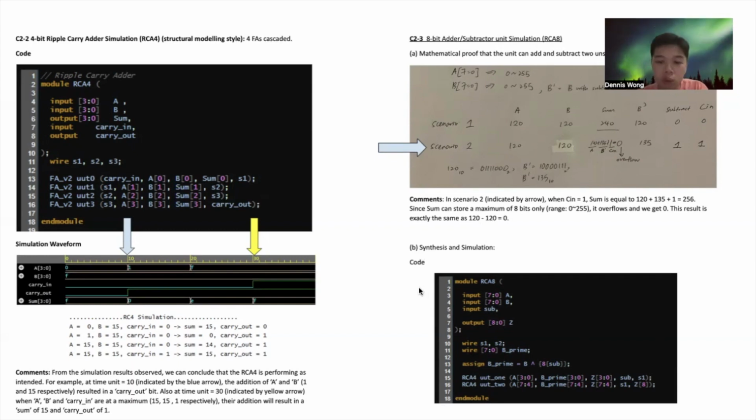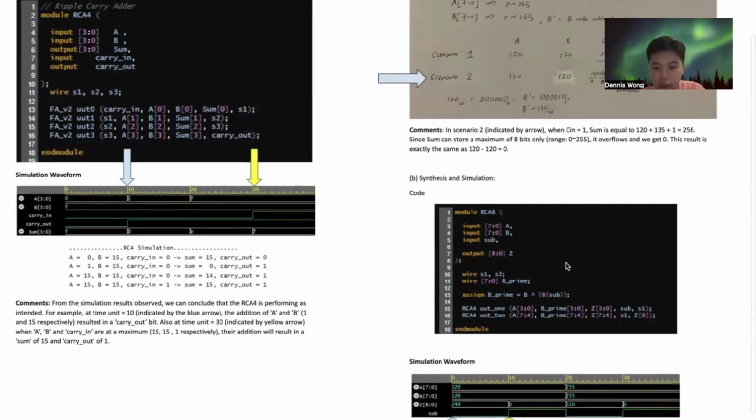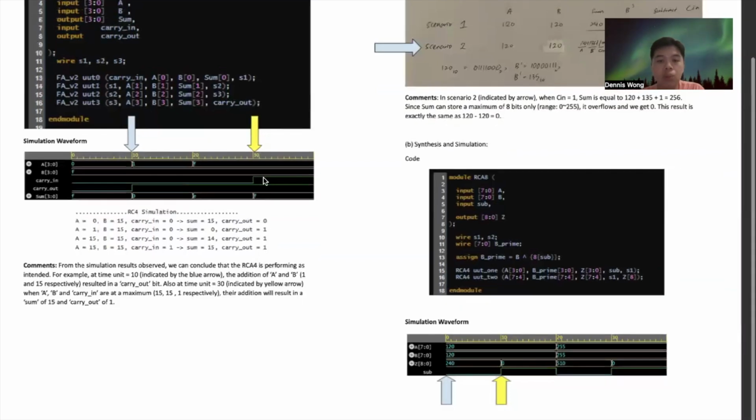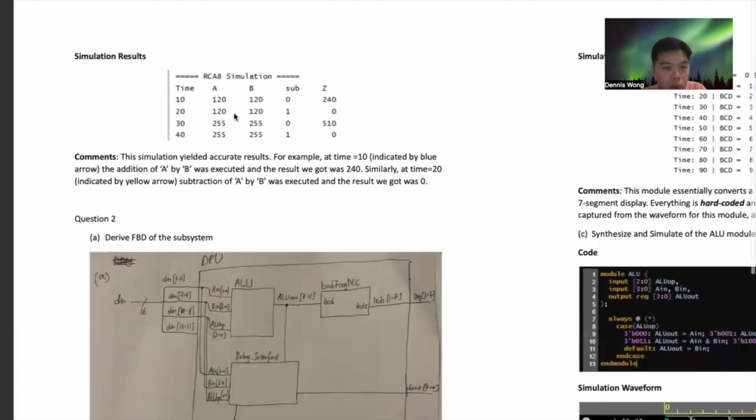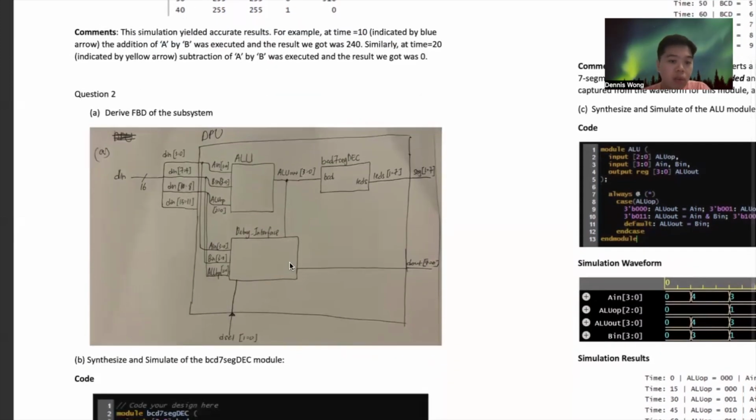So this is the circuit itself, and then the simulation results. Let's skip this and just look at the simulation results. You can see that here is the scenario just now, scenario 2, Cin equals 1, 120 minus 120 equals 0.